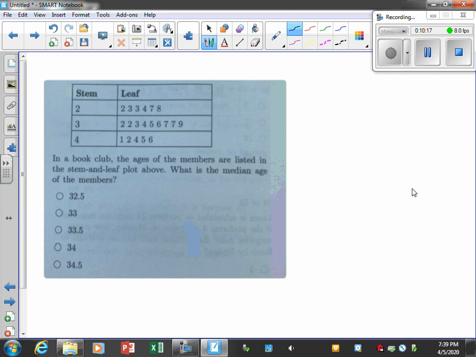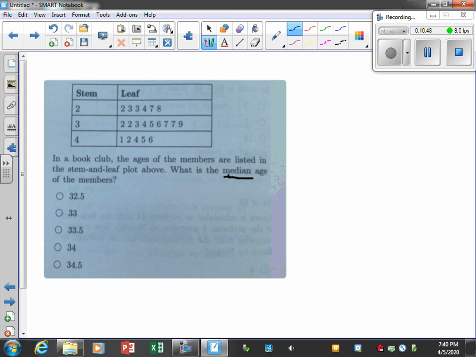All right, stem and leaf plots. Remember that to do a stem and leaf, you read this as 22, 23, 23, 24, 27, 28. Then the next one is 32, 32, and so on and so forth. It says ages of the members are listed in the stem and leaf above. What's the median? Median means when they're all in order according to least to greatest.